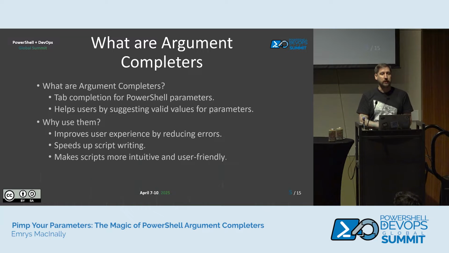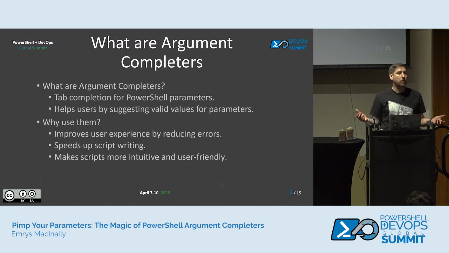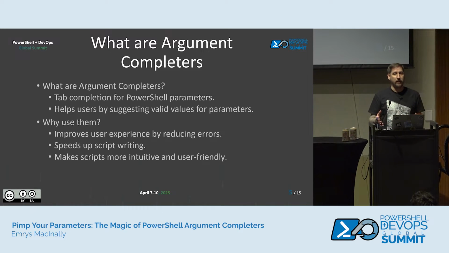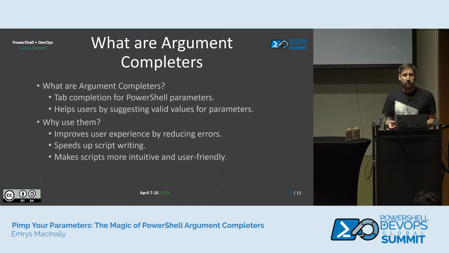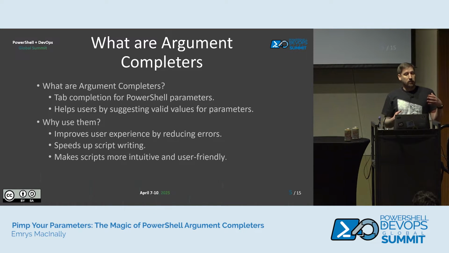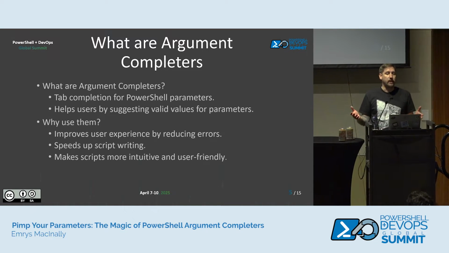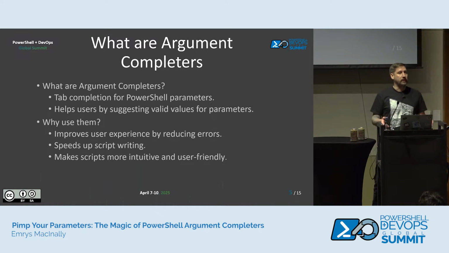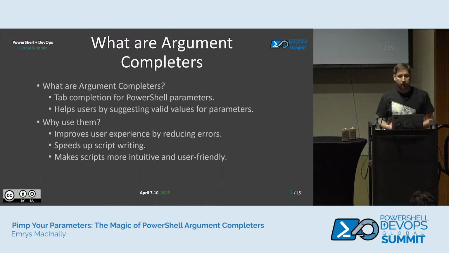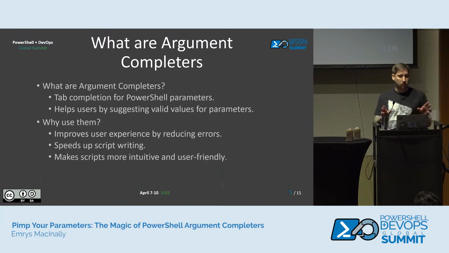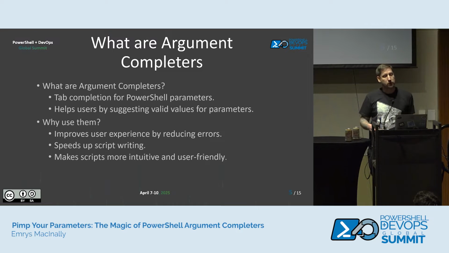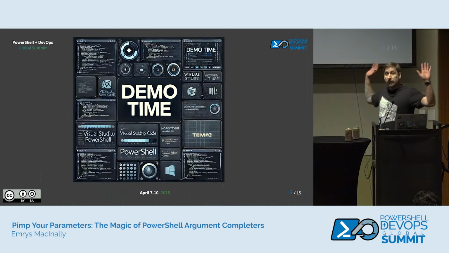So what are argument completers? Well, basically, they're just tab completion for your PowerShell parameters. It helps users by suggesting valid values for their parameters, so they don't have to know everything or type everything. So why do we want to use them? Well, they improve the user experience by reducing errors because you only get valid options presented. It speeds up writing, especially in a console. You can just type, hit tab, get your options, and choose whatever you want. And it generally makes scripts more intuitive and user-friendly. And that's my PowerPoint slides for you.